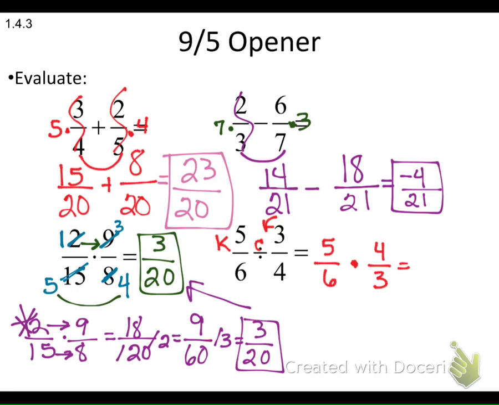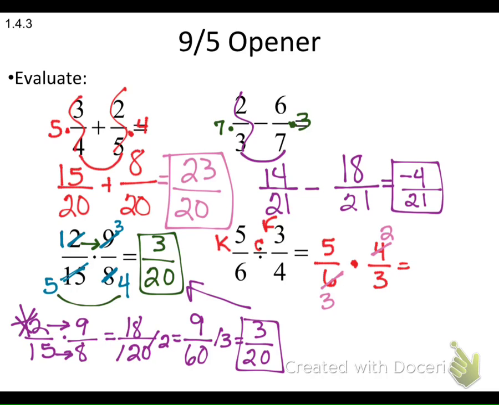Good job. Can you reduce this numerator 5 with this denominator 3? No. Do you guys understand what I mean by reduce? Yeah. Okay. Can you reduce this numerator with this denominator? What about this one with this one? What are they both divisible by? 2. So what's 4 divided by 2? 2. And 6 divided by 2? 3. Now, I've reduced as far as I can, so now I follow my multiplication rule.